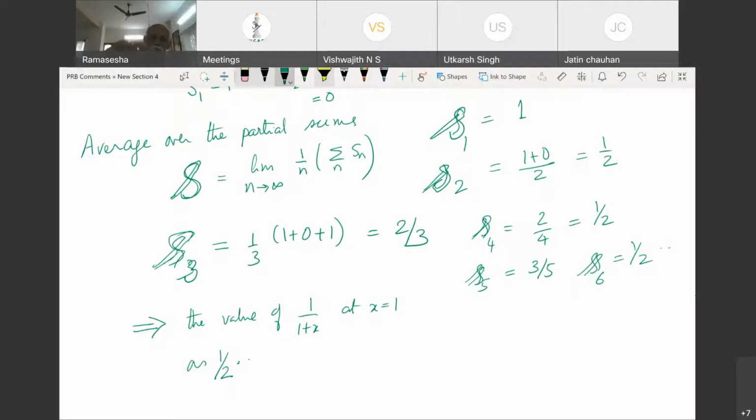Okay. Let me see whether I can do this. Oh. My screen is confusing.